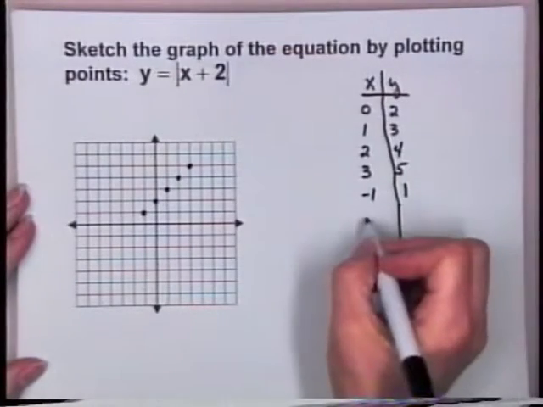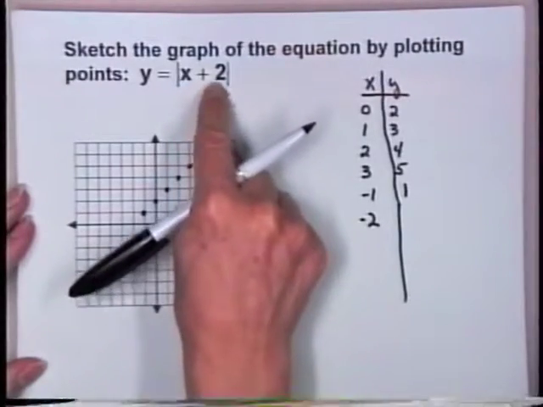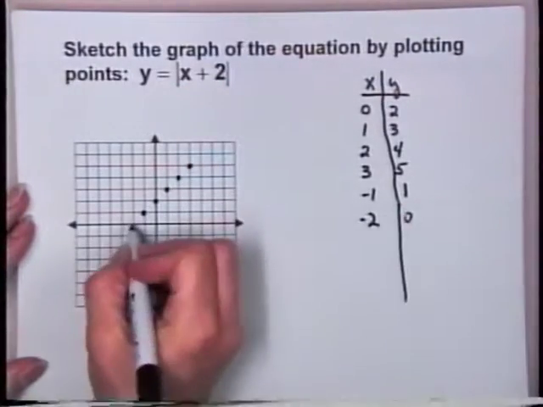Well, let's try negative 2. What happens at negative 2? Negative 2 plus 2 is 0. The absolute value of 0 is 0.